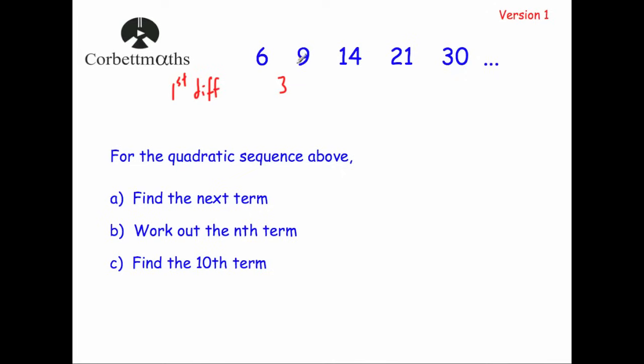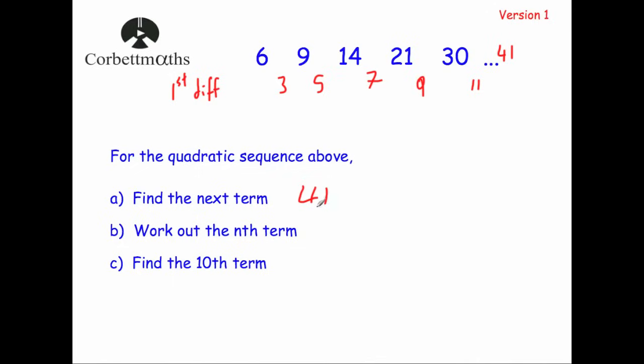So we've gone up by 3, then we've gone up by 5, then 7, then 9, and if you see, it goes from 3 to 5, 5 to 7, it's gone up by 2 each time, so the next difference will be 11, and that means the next term in the sequence will be 41. So the next term in the sequence is equal to 41.